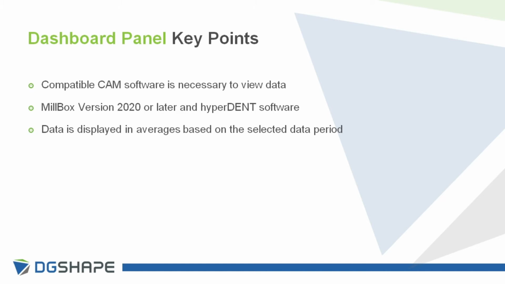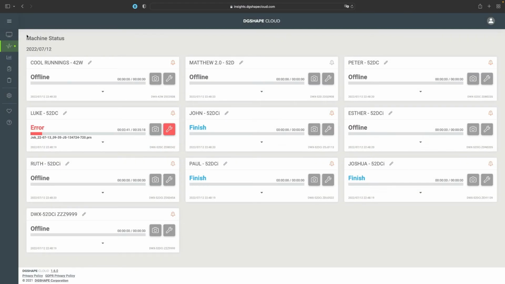Now that we understand the dashboard features, let us walk through the Machine Status panel. The Machine Status panel is similar to vPanel software, as it lets you view the progress of any jobs in production and jobs remaining in the queue.